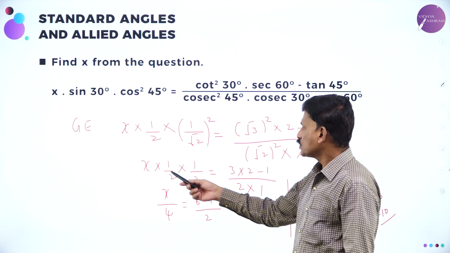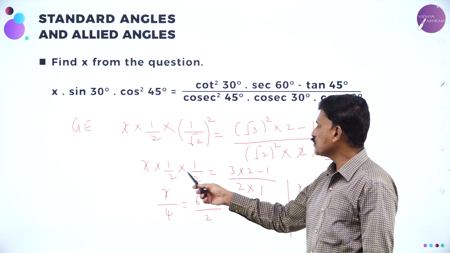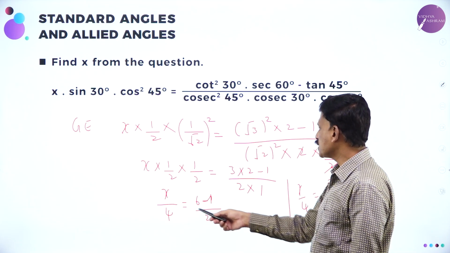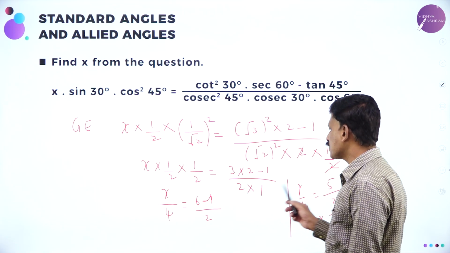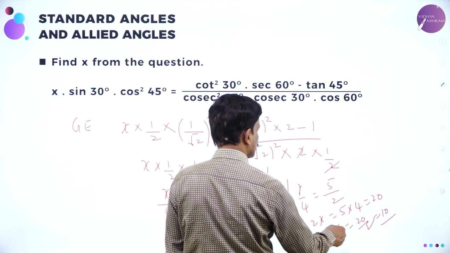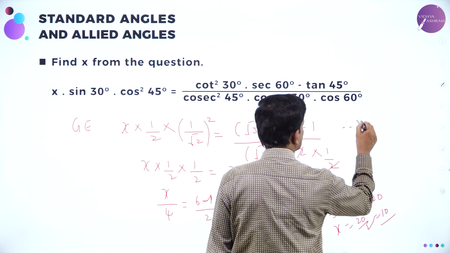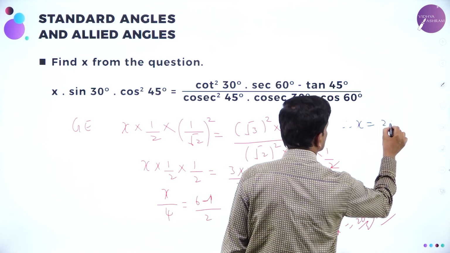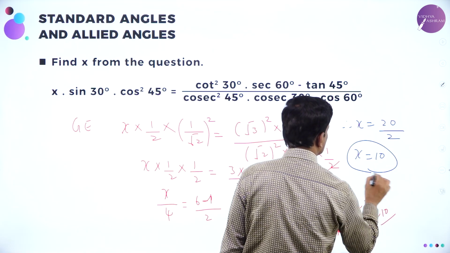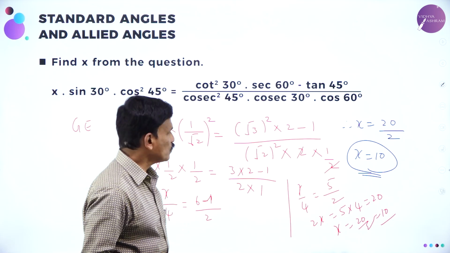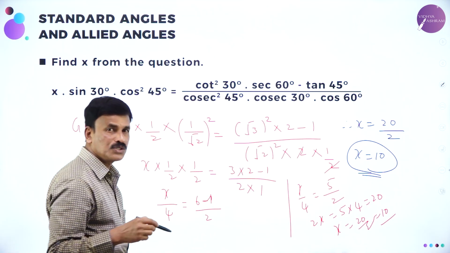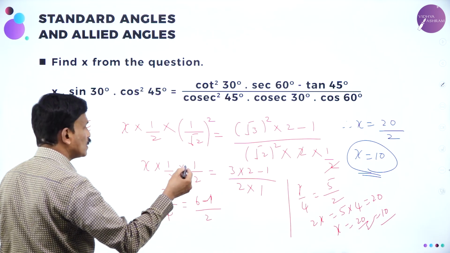Let me explain. So, x into 1 into 1 is x divided by 4 is equal to 3 into 6 minus 1 divided by 2. So, x by 4 is equal to 6 minus 1 is 5 divided by 2, cross multiply. 2x is equal to 5 fours are 20, therefore x is equal to 20 divided by 2. That means x is equal to 10. Suppose if instead of minus tan 45, it is into tan 45, let us take a similar problem.